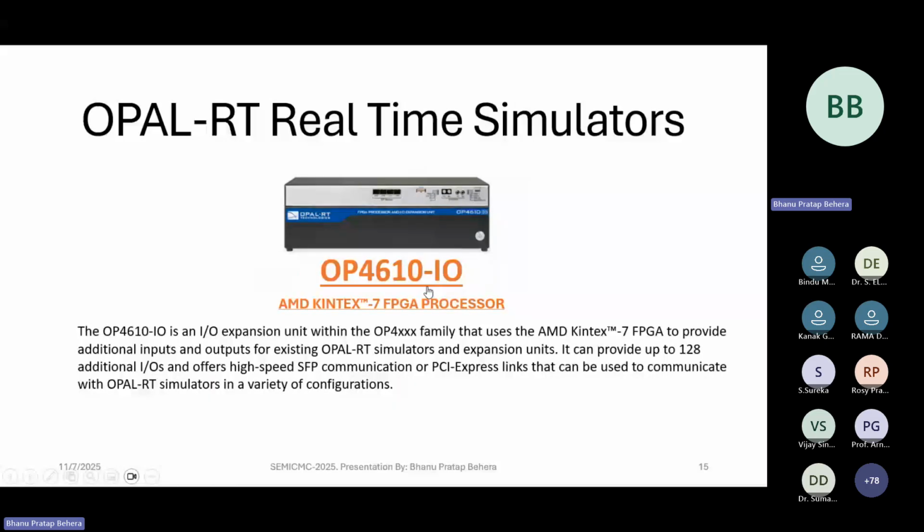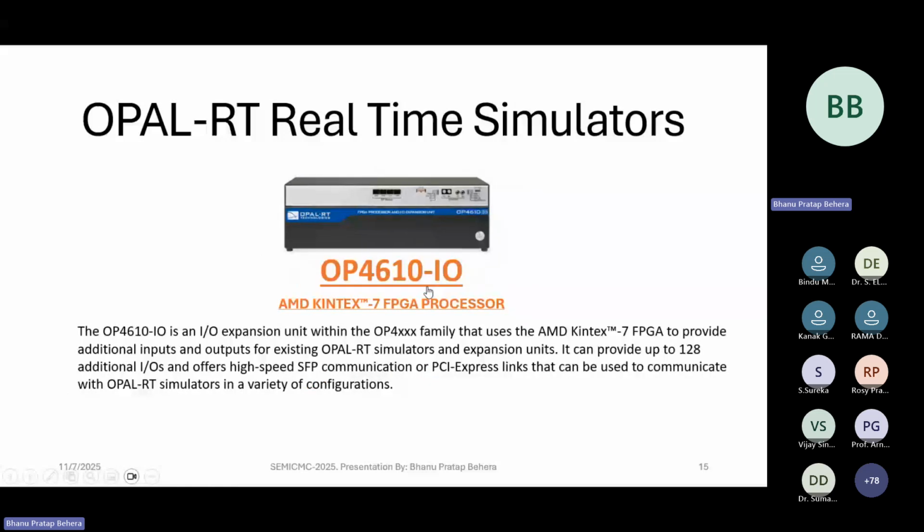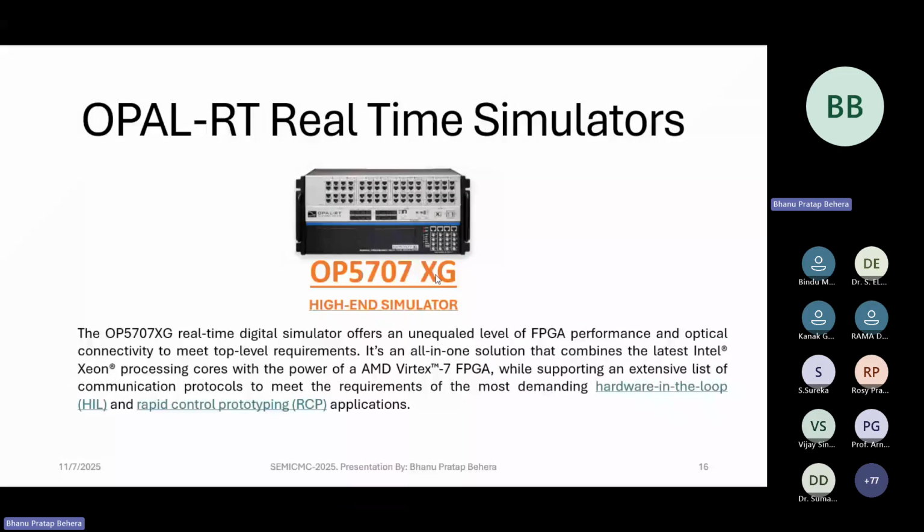So if you are using the IO module with this XG module, you will find that you can increase the IO by up to 128 additional IO if you use these OP4610 IO devices with the OP4610XG. Similarly, this is the high-end simulator, the 5707XG.